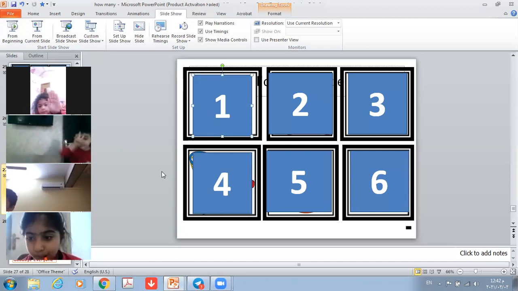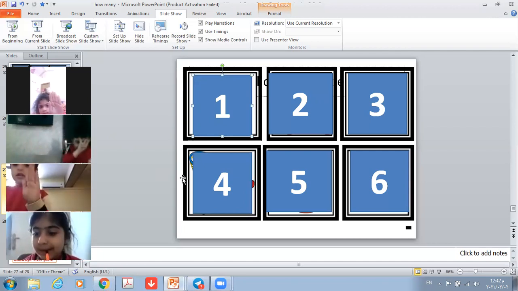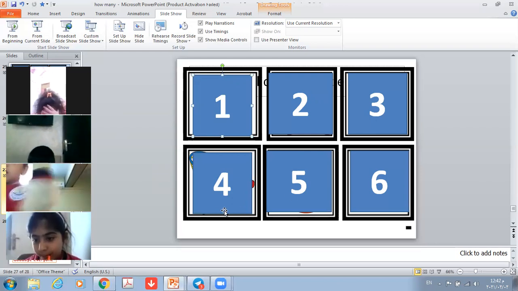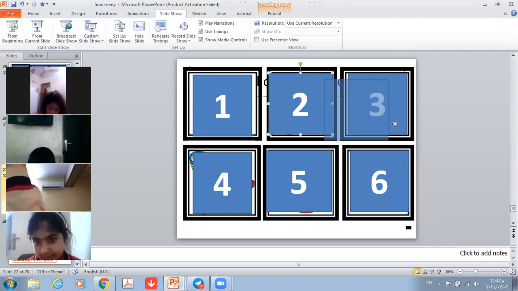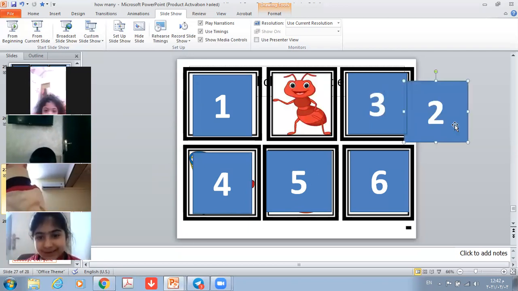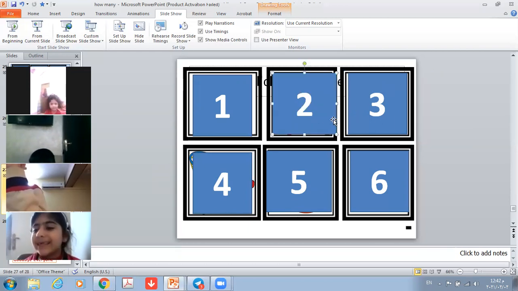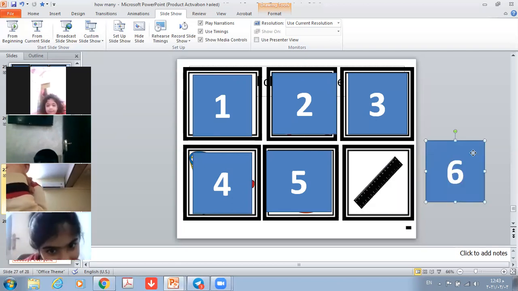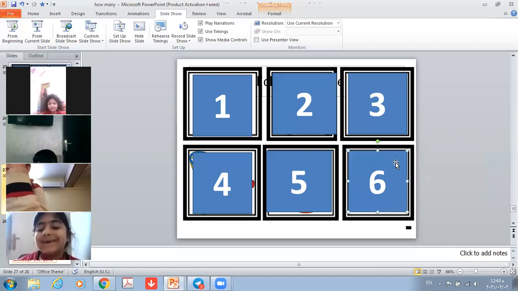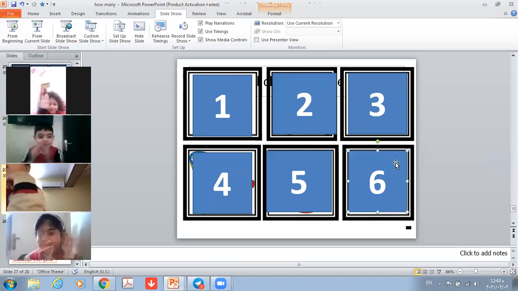Where is the black ruler? Okay. Yes, Yamin. Where is the black ruler? Number two, let's see. Uh-oh, no, it's not on number two. Where is it? Which number is it? Six. Let's see. Yes, very good. It's on number six. Everybody clap for Yamin. Good job.